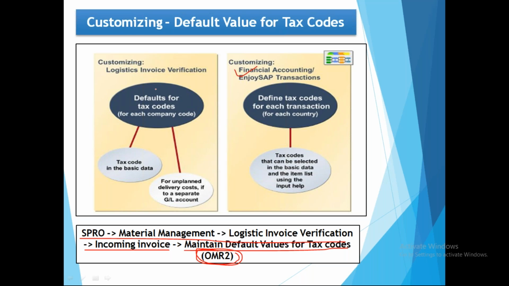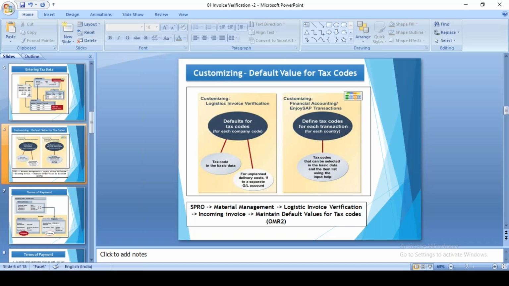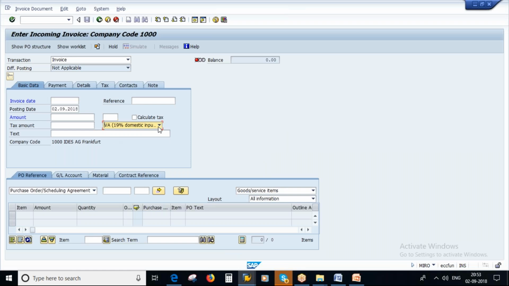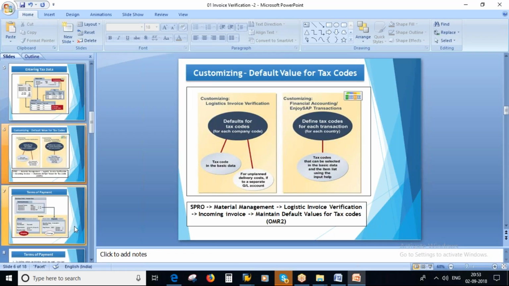Okay, so it is maintained at company code level. For each company code, you will have a default tax code. That is why for our company code 1000, it is coming as default. Of course, you can change it. So this is the default tax code.